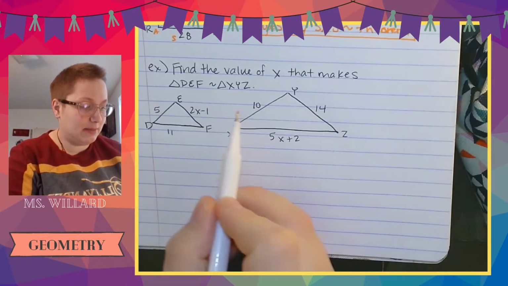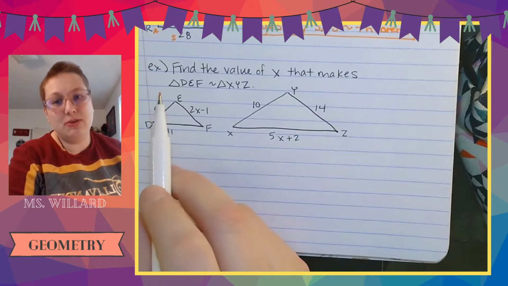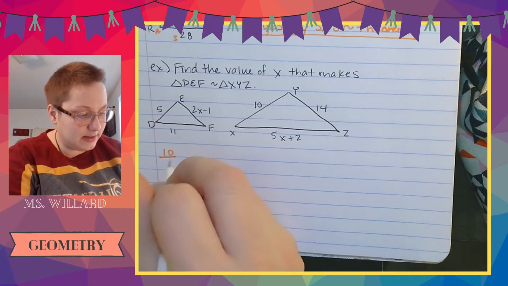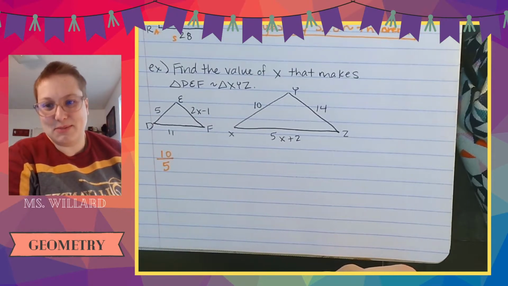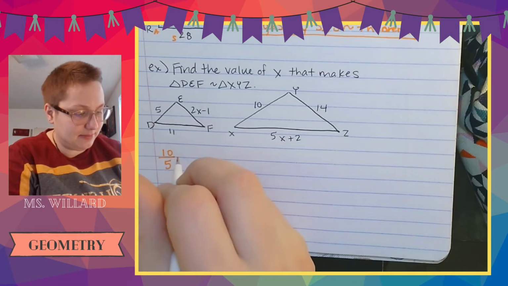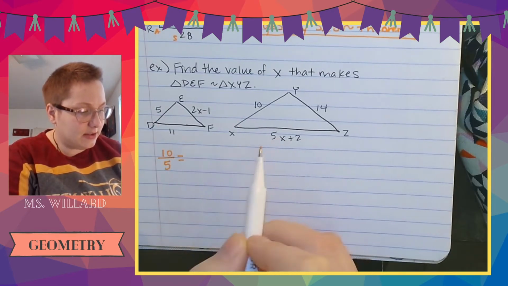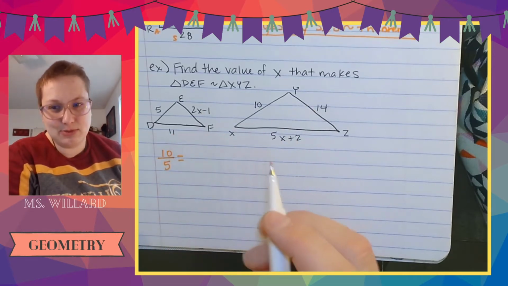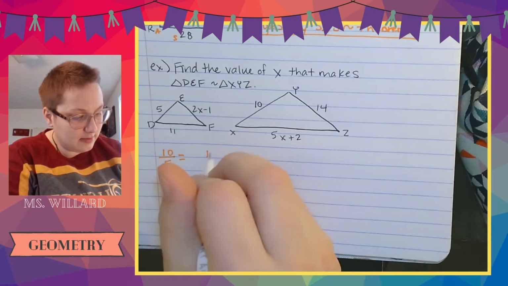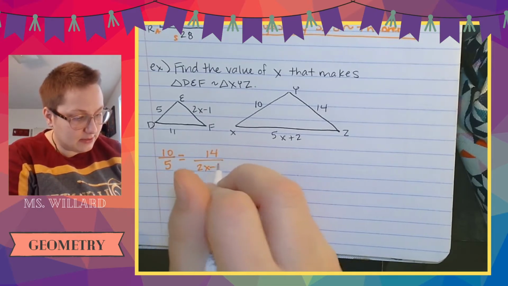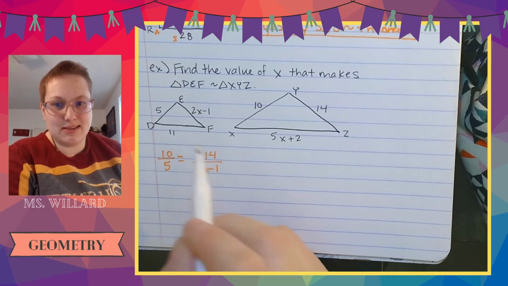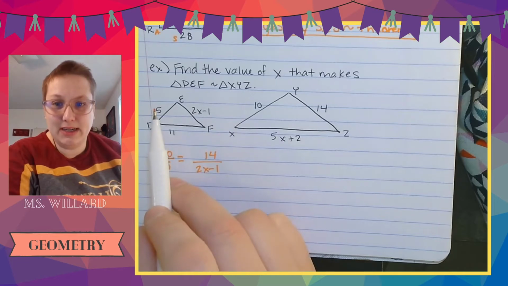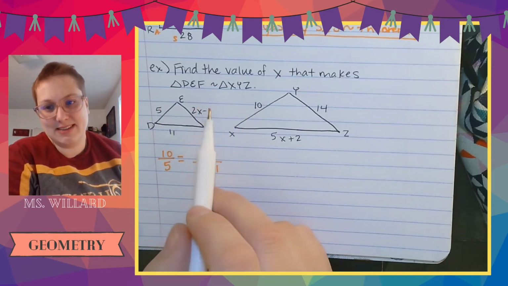One way is to set up a proportion with the sides that we know. You can do 5 over 10 or 10 over 5. I'm going to go 10 over 5 because I prefer to work with whole numbers instead of fractions, but it's the same. Then I use one of the other two sets. I like this one better than the 11, but it doesn't really matter. So I'm going to do 14 over 2x minus 1. Once I find x, I'll plug it in to make sure it still works. I can see that this should be times 2, since 5 times 2 is 10, so this should be a 7.